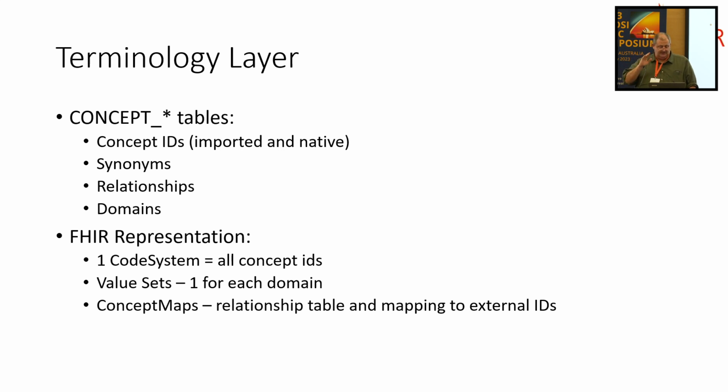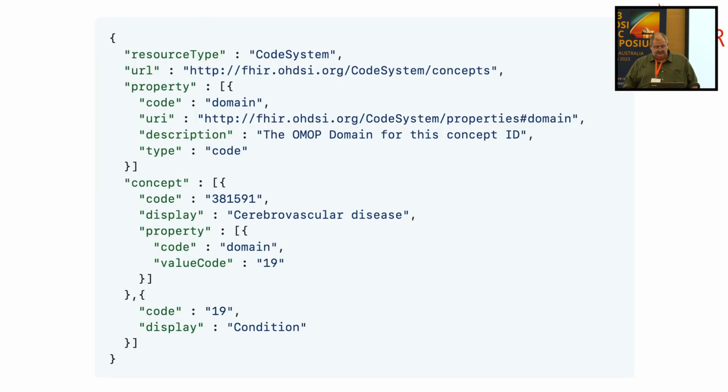And so I think we're still discussing this between our communities, but I think these equate to one code system, a set of value sets, and a set of concept maps for the relationship table and the mapping to external IDs. I'll just quickly show you. Here's a draft code system that I wrote last week for the group that are working on this. So it has a URL, fhir.odyssey.org/codesystem/concepts. That's a FHIR structured URL, but it's in the Odyssey space.